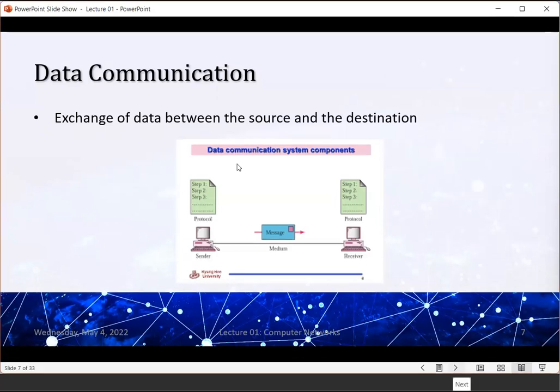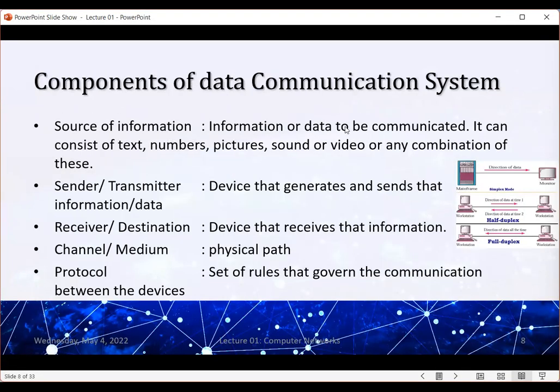Okay, thank you. Now we discussed the components of a data communication system. The person who sent the information, we call it a source, and the source sometimes we call the sender, transmitter as well. And the person or the device who received the information, we call it the destination. And there should be a path, we call it a medium, and there should be a protocol. Protocols. Actually, protocol means rules, right?